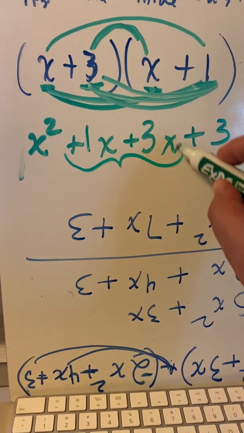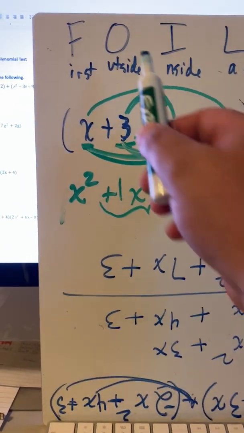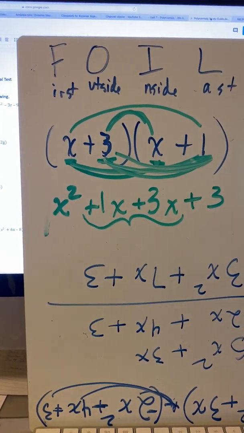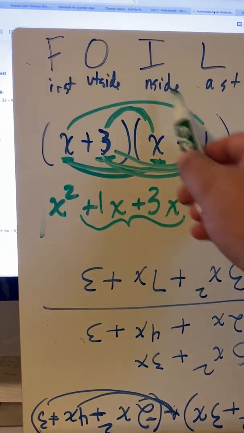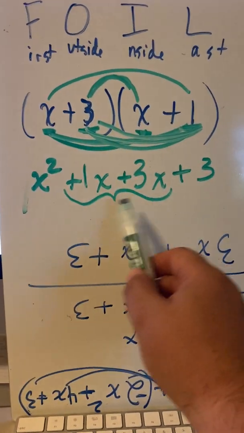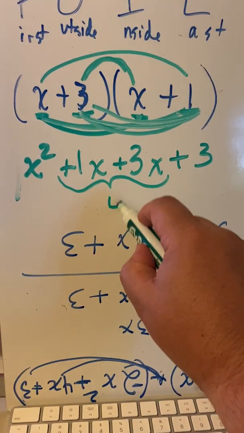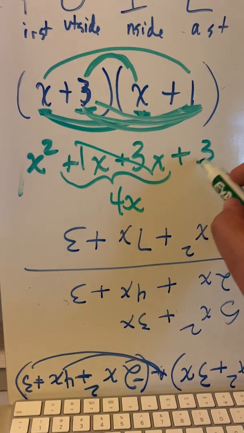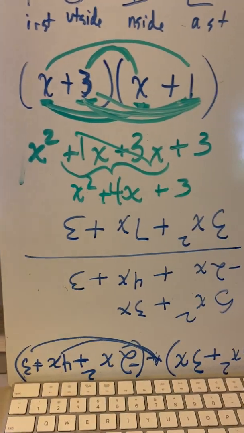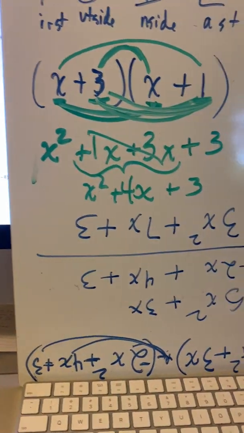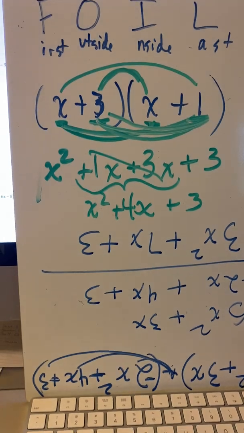Now, I will always refer to this, if you've ever had me, or if you know somebody that's had me, as the OI part of the problem, the outside inside. When you multiply the outside, x times 1, and the inside, 3 times x, you've got like terms that you can combine. 1x plus 3x is 4x. Bring down the plus 3. Bring down the x squared, and that's a positive 4x. You've created a trinomial from multiplying two binomials.